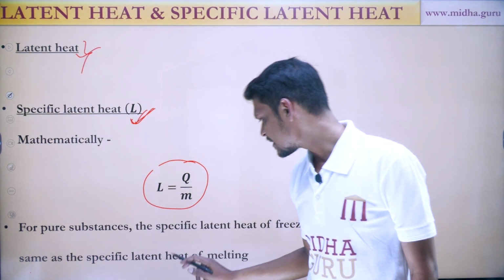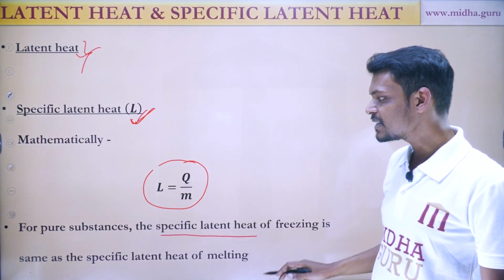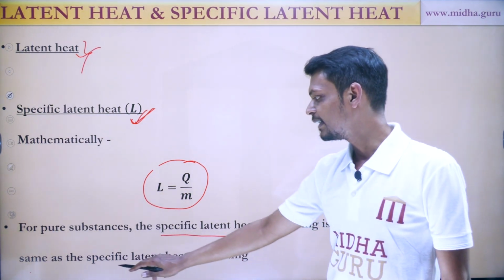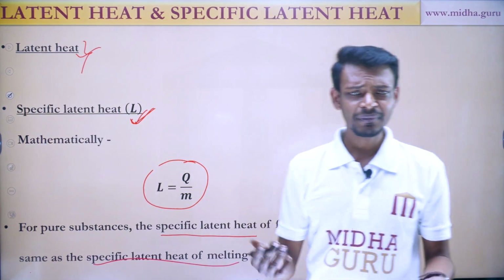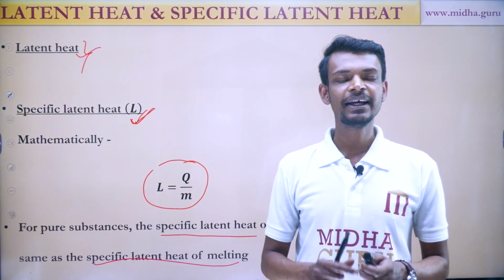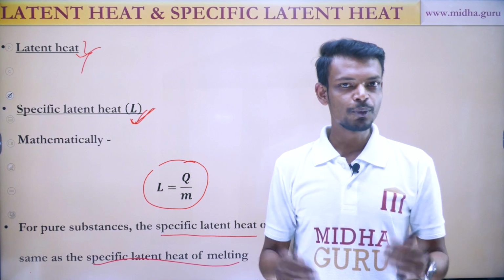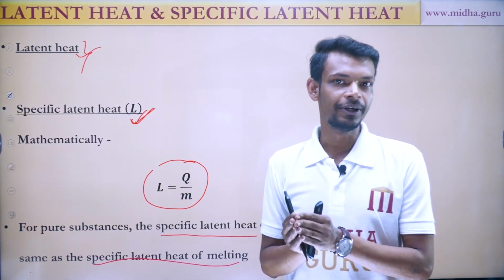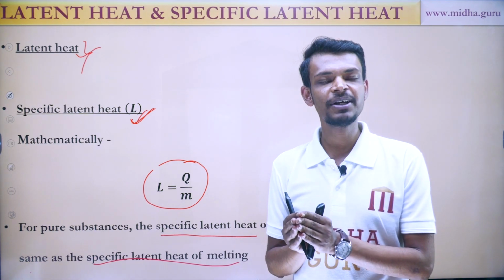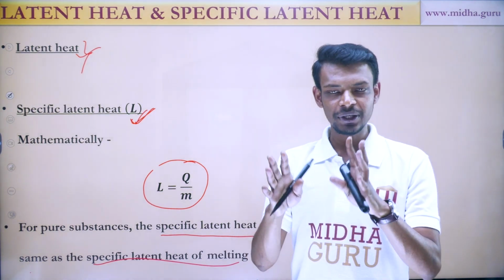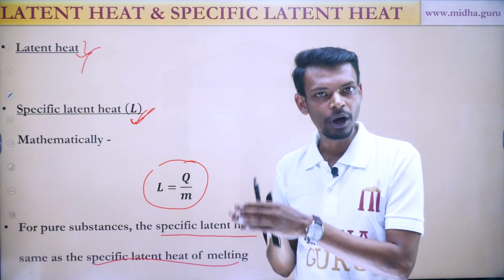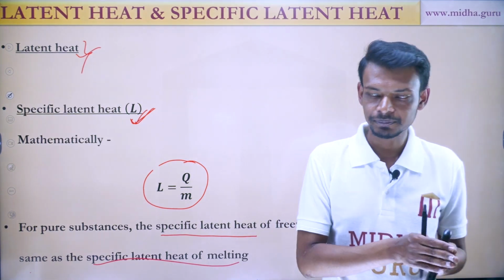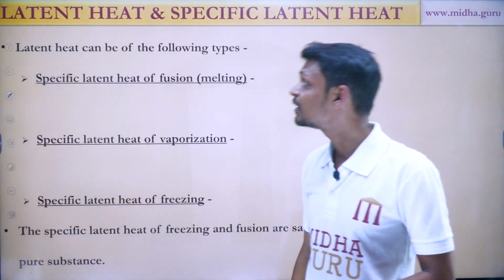And for pure substances, the specific latent heat of freezing is the same as the specific latent heat of melting. That means if I have a pure substance, then of course if it is water, the amount of heat energy supplied to convert ice to water will be the same as the amount of heat energy released, or you can say extracted, from water to convert it to ice. Now let us move forward.